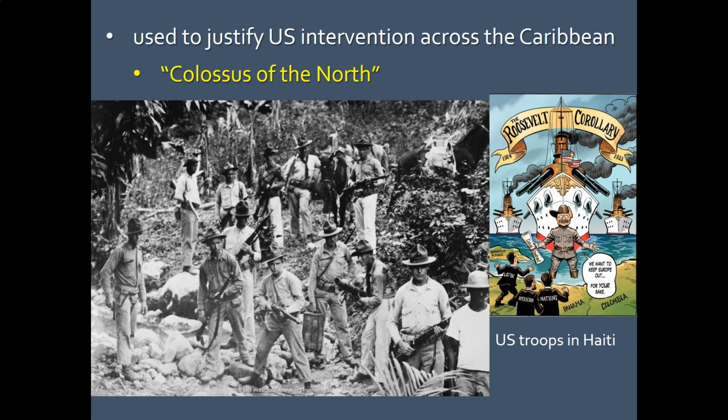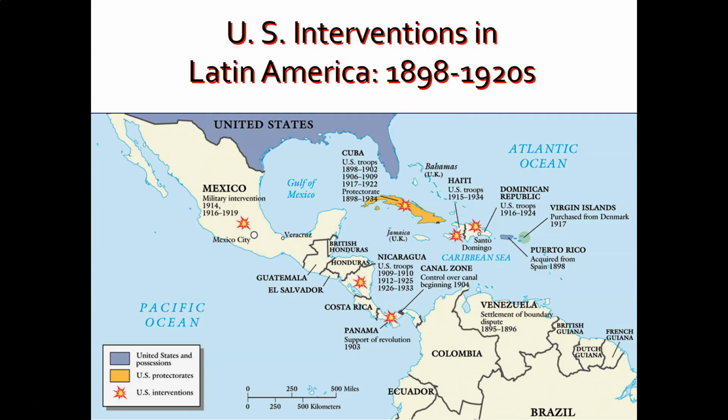Now, this idea of ours just kind of deciding we can intervene when we feel like it in the Caribbean and in Central America, this was not something that endeared us to those people. They saw us as the Colossus of the North, this big, lumbering giant of a country who tends to sometimes interfere in their activities and in what they see as an unwelcomed way. And in fact, let me show you the map. We are going to interfere a lot, right? You can see the years of American interventions in Mexico, Cuba, Haiti, Dominican Republic, Puerto Rico, the Canal Zone, Nicaragua, Panama.